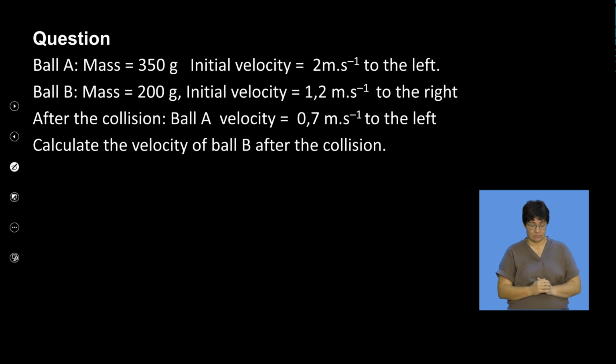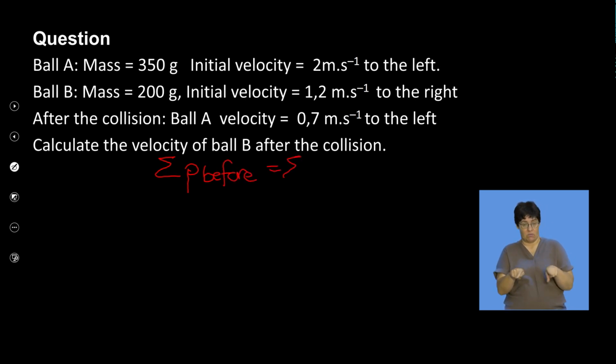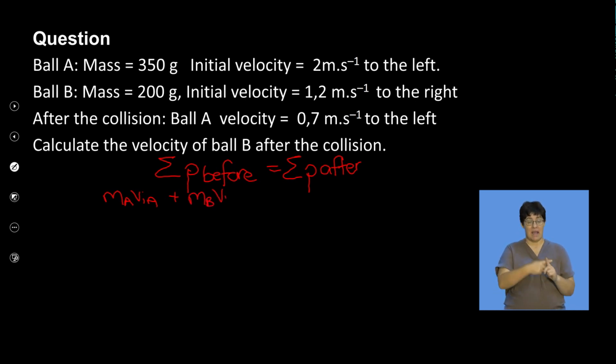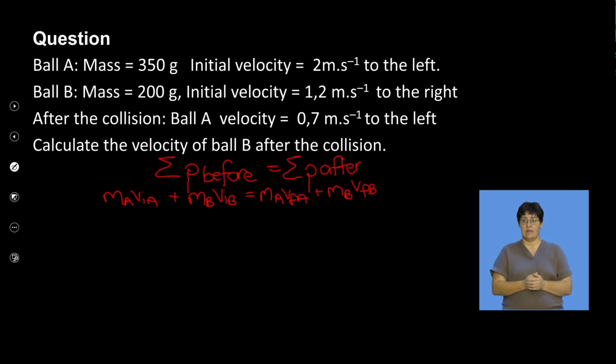So we have to start with the total momentum before is equal to my total momentum afterwards, where I have the mass of A times the initial velocity of A plus the mass of B times the initial velocity of B. Afterwards, we're going to have the mass of A with A's final velocity. We're going to have the mass of B with B's final velocity.